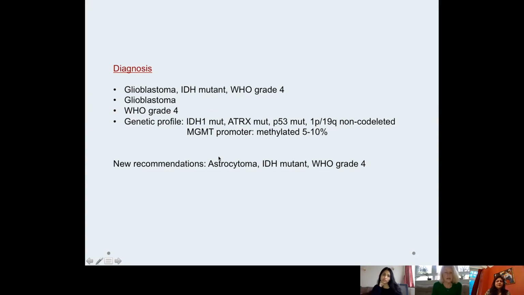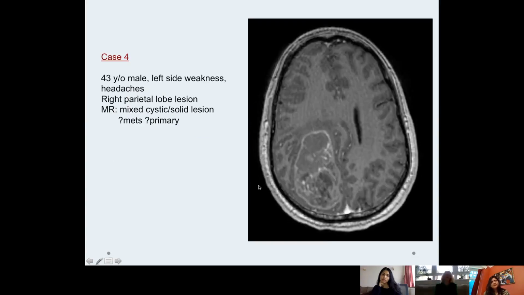And they will now be called astrocytomas IDH mutant grade 4, just to separate them completely from the IDH wild type GBM, which is a much more aggressive tumor. So in the context of the grade 4 astrocytic tumor, an IDH mutant tumor has a much better prognosis than an IDH wild type. And this is why the proposal is to separate it completely. Let's move to the next case.